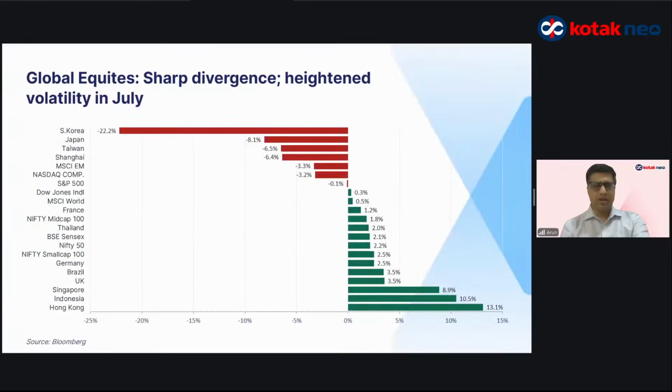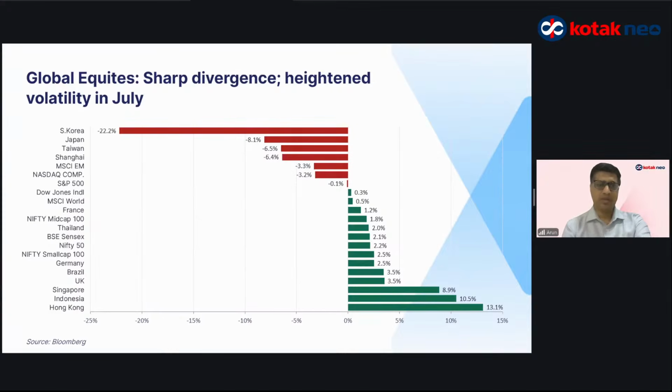So this particular slide showcases how the global markets moved in July, and you can really see the kind of divergence and the kind of volatility in the market. On one hand, there were markets which gave 13% return. On the other hand, there were markets, and these are all indices, like South Korea's Kospi, which was down 22% during the month.